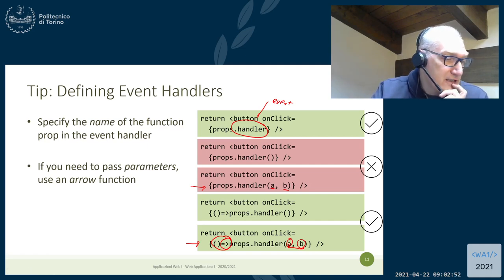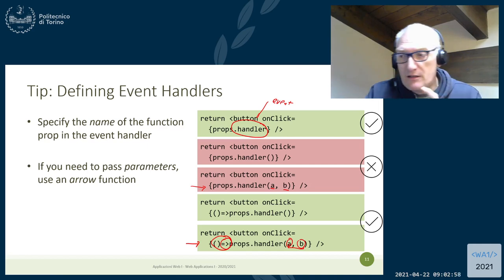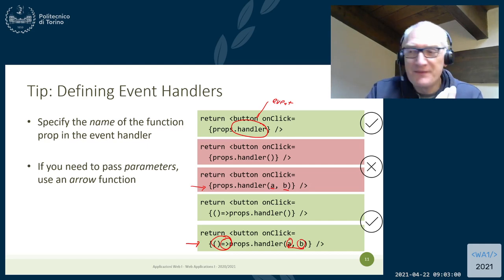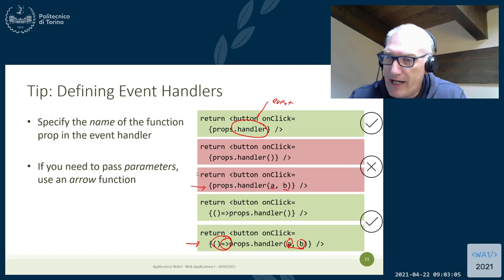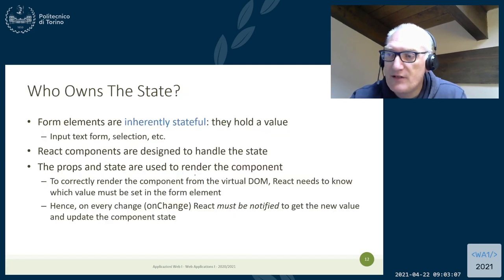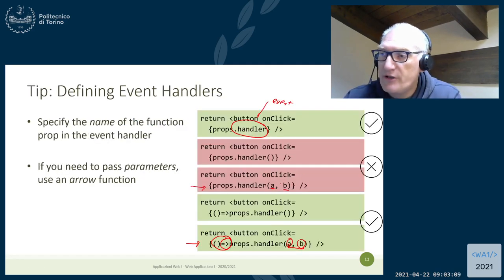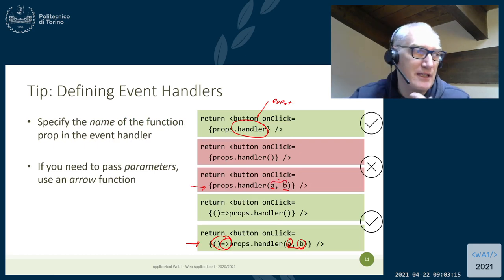Ivan is asking, is this the same problem we had with state without using the arrow function? Yes, but more. Okay, so in this error case here, there are two problems. The first problem is that A and B are evaluated when the component is created and not when the click happens.